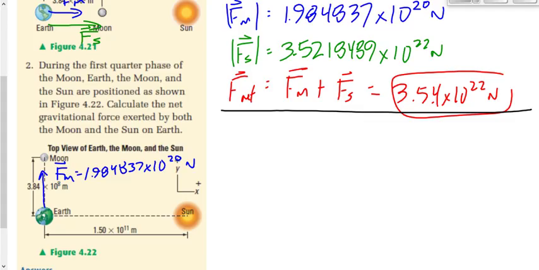Now the Sun pulls the Earth this way, to the right. I'm going to call that Fs, the force of the Sun on the Earth, and we know its value because the numbers are the same as the last two questions. 3.5218489 times 10 to the 22 newtons. Now, how are we going to combine these? Patrick, I'm going to ask you, because we chatted about this earlier on. How are we going to combine these two numbers?